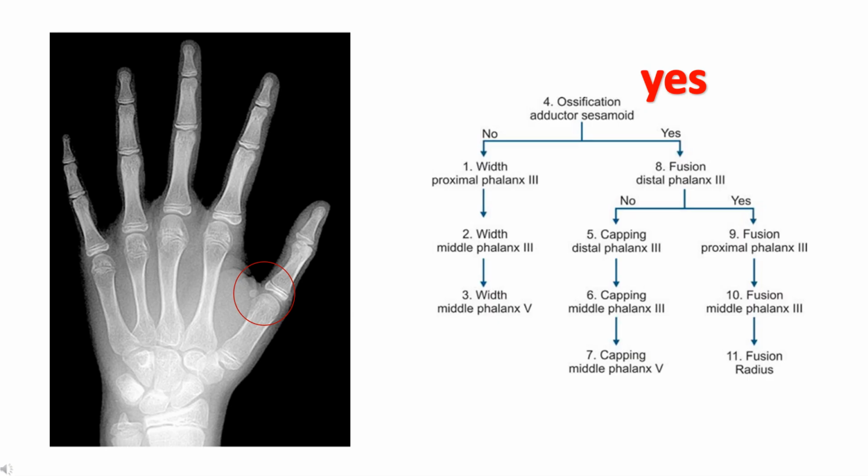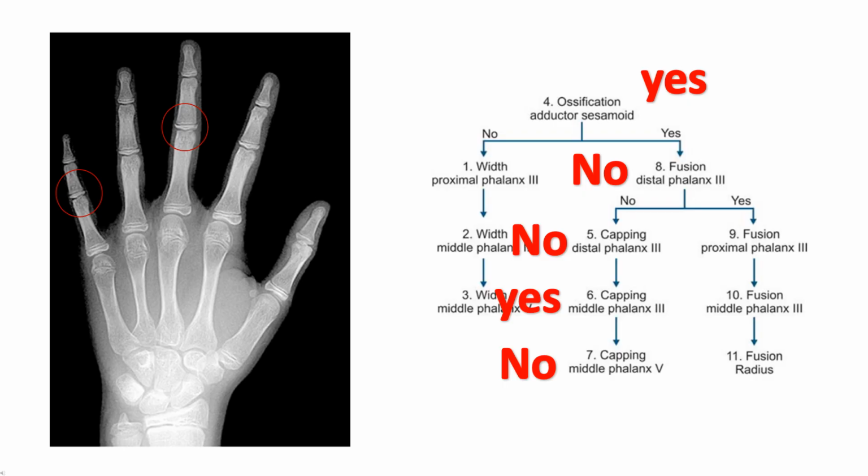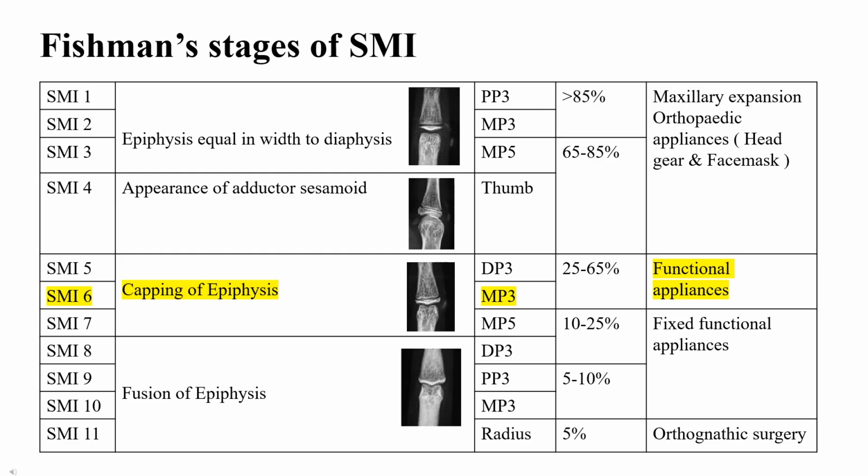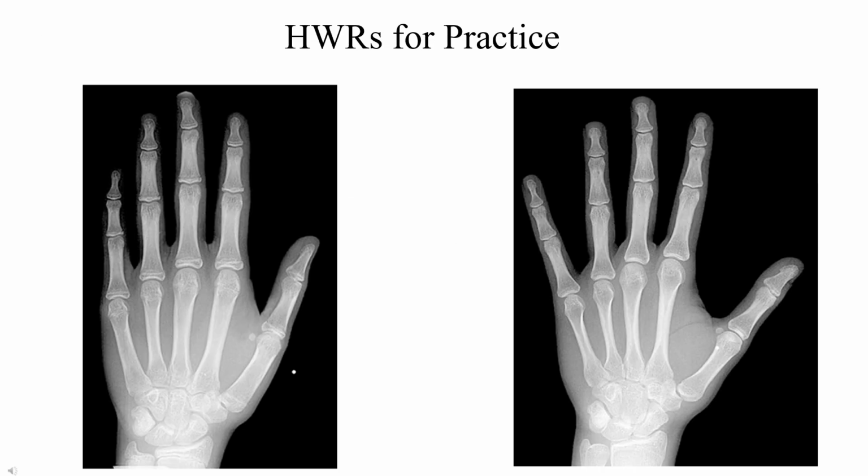Here is a hand-wrist where the adductor sesamoid of the thumb has appeared. So now, following the scheme, we are looking at the distal phalanx of the third finger for fusion or capping, where neither had occurred. The middle phalanx of the third finger and fifth finger are examined for capping. When the capping was noted only in the middle phalanx of the third finger, stage 6 was assigned to the hand-wrist. 25 to 65% of growth is remaining in this patient, and this stage is ideal for correction of mandibular retrognathism with functional appliances. Here are a few radiographs for your practice.